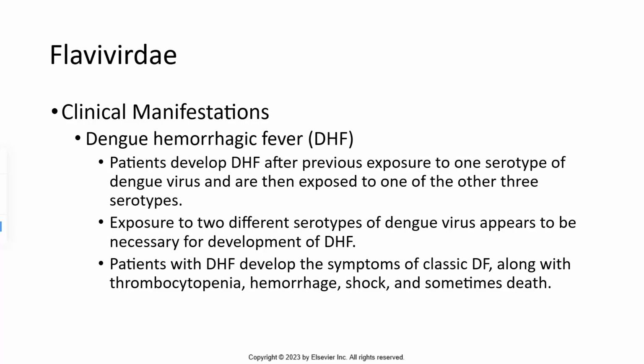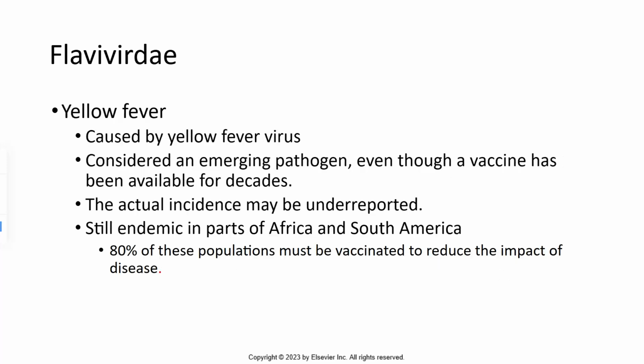Dengue hemorrhagic fever: patients develop DHF after previous exposure to one serotype of dengue virus, and are then exposed to one of the other 3 serotypes. Exposure to 2 different serotypes of dengue virus appears to be necessary for the development of DHF. Patients with DHF develop the symptoms of classic DF, along with thrombocytopenia, hemorrhage, shock, and sometimes death.